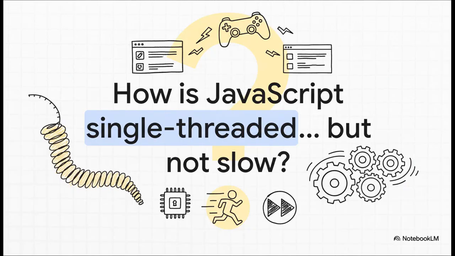So here's the big question, right? The one that feels like a total paradox. We're always told JavaScript is single-threaded, one thread. It can only do one thing at a time. So how in the world are modern web apps so fast? How do they feel so responsive when they're juggling all this complexity? That's the mystery we're going to unravel.